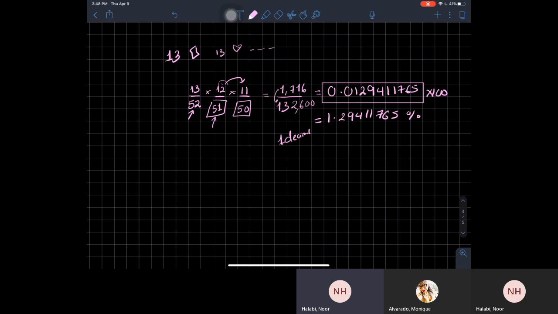So let's look at this. My decimal point is right here, and this is the first place right after it. So this is my 1 decimal. But we can't just write 1.2. We have to consider the number that's next to the 2. What is that number? A 9. So would it be 1.3? Exactly. So it's going to be 1.3, approximately 1.3%.